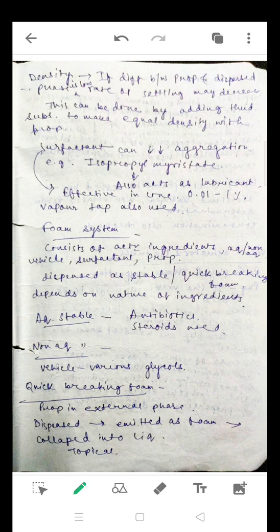Depending on the nature of the ingredient, the foam will be stable or not. Aqueous stable system is used mainly for dispensing antibiotics and steroids. In the non-aqueous foam system, different types of glycols are used as vehicles. In quick breaking foam, the propellant is in the external phase. That's why when the actuator is pressed, the propellant comes out as the external phase and gets vaporized, so it can be dispensed as a foam, and once the pressure is released, it collapses into a liquid. Mainly they are used for topical purposes.